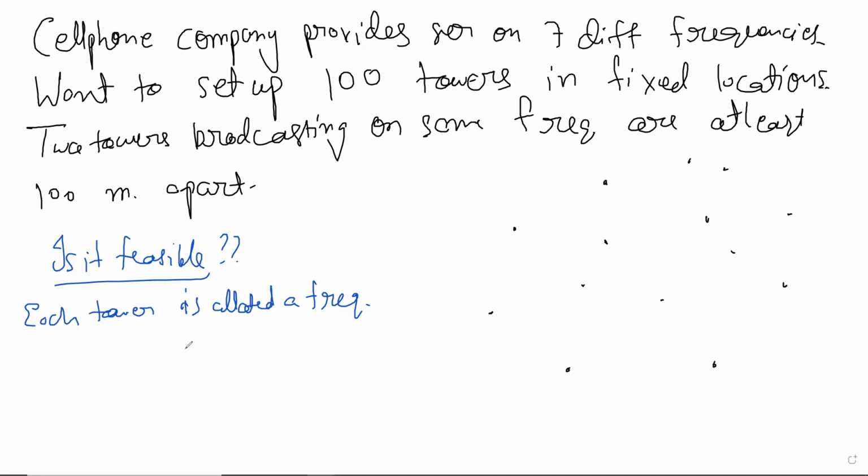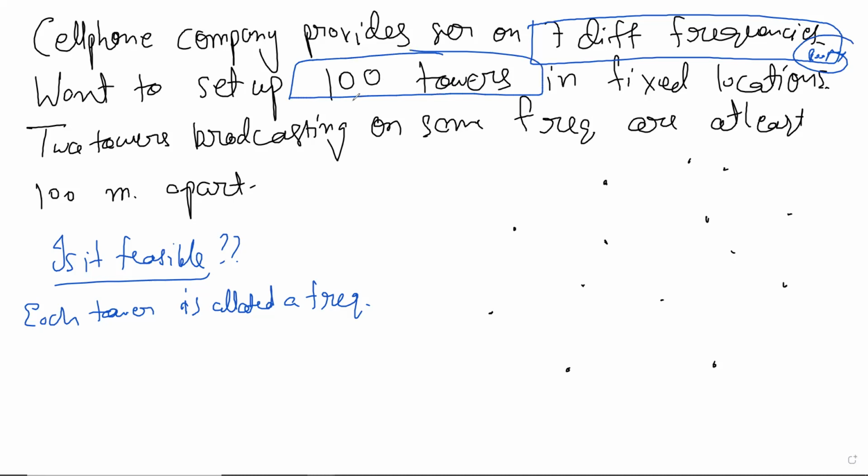Let's frame the question like this. You can think of the 7 different frequencies as 7 different rooms, and the 100 towers as 100 subjects, 100 courses at some university, a huge number of courses. You only have 7 classrooms. If two subjects overlap in time, even a bit, then you have to hold them in different classrooms.